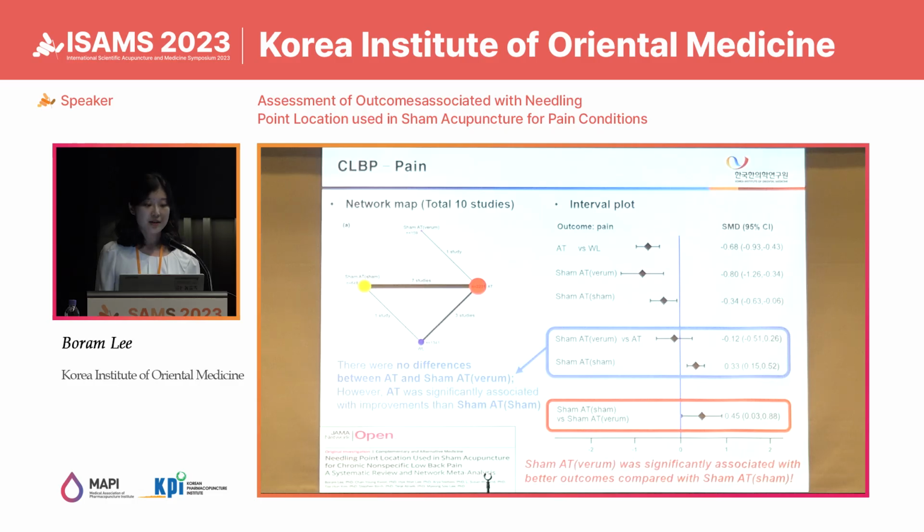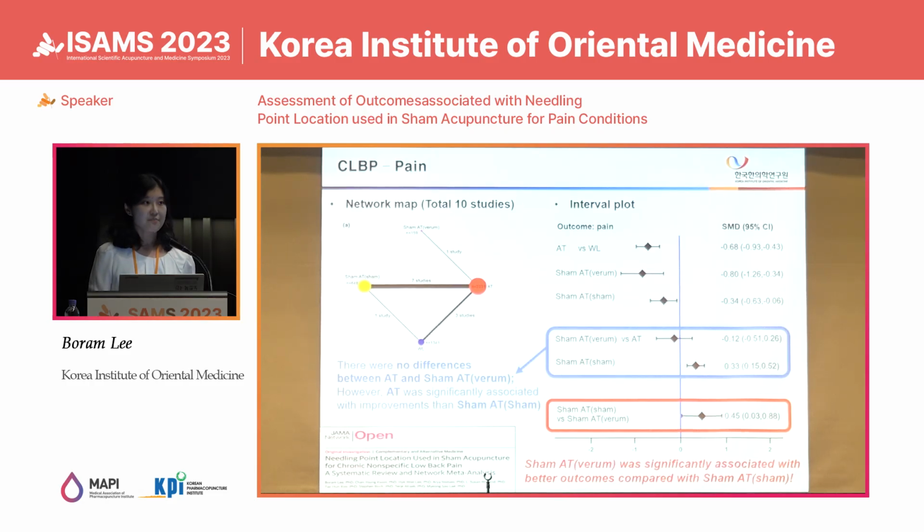For chronic non-specific low back pain, a total of 10 studies were included in the network meta-analysis. A 4-node network map consisting of verum acupuncture, sham acupuncture at sham point, sham acupuncture at verum point, and waitlist control was generated. In the network map, the size of the node indicates the number of participants in the intervention, and the thickness of the line between the interventions indicates the number of direct comparative trials between them.